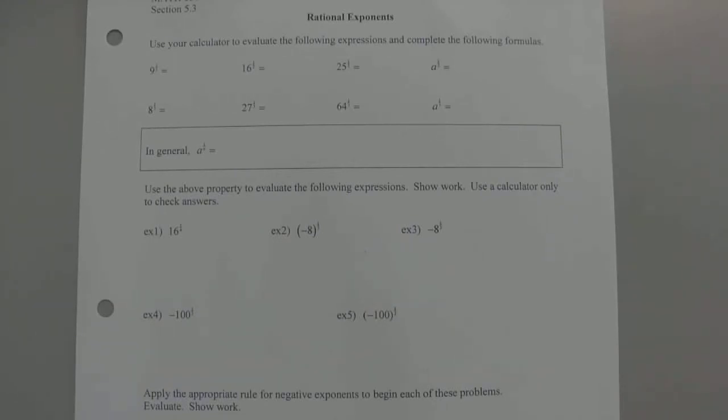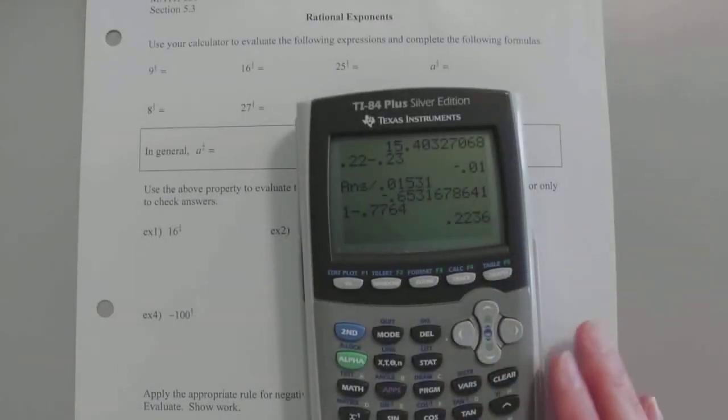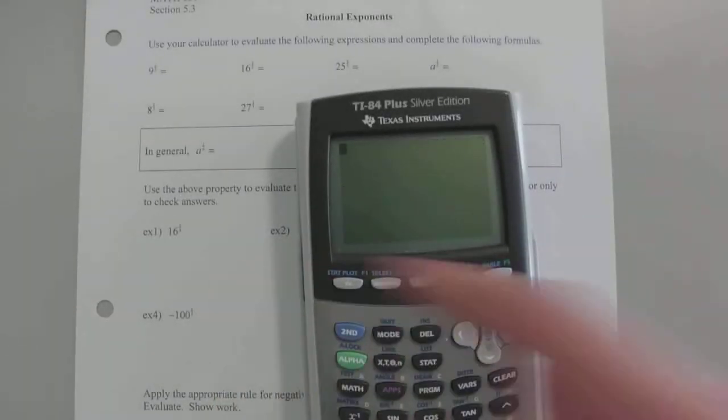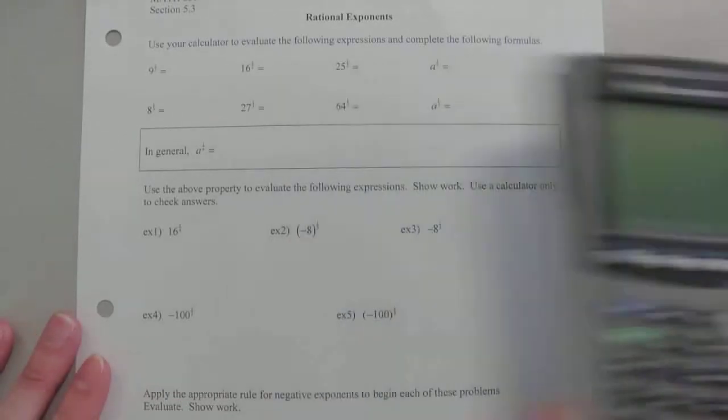So what we're going to do is use our calculator to find the answers, but then we're going to ask, where are these numbers coming from? Can we figure out a formula? So how do you raise stuff to a certain power? You do 9, and then caret, and then parentheses, 1 divided by 2 like that. And you just hit enter, and you should get 3 there, right? And you said you guys already had done that.